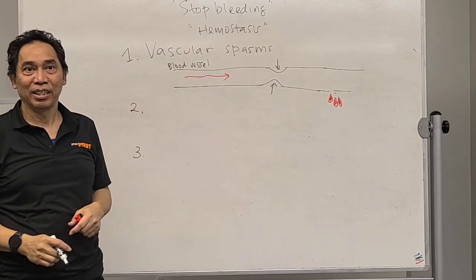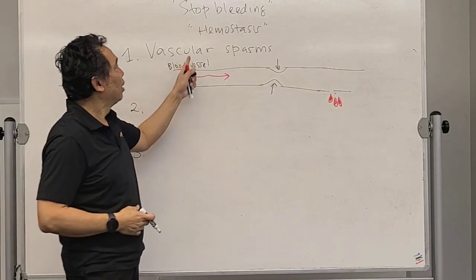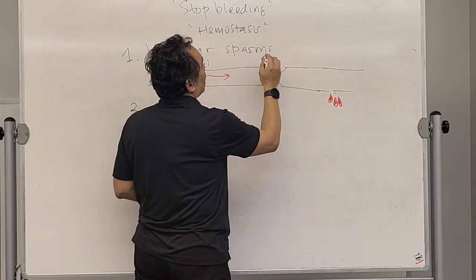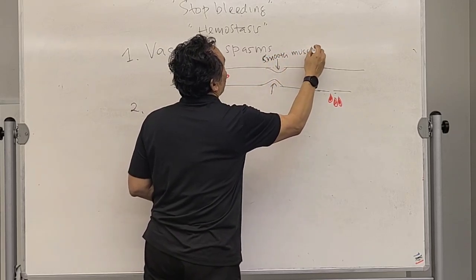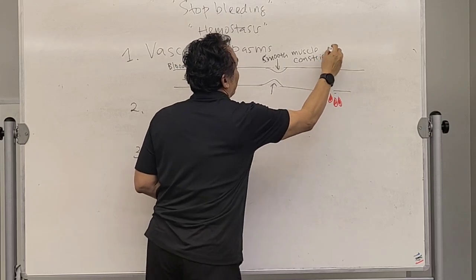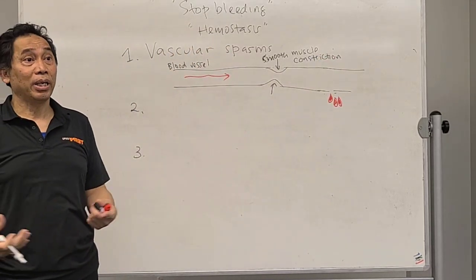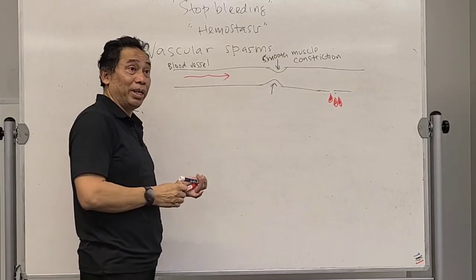Pinch the blood vessel. This is what we call the vascular spasm. So this is smooth muscle constriction. Remember, smooth muscle is involuntary muscle. It will do it by itself. This is kind of automatic action. Boom, right? You with me?